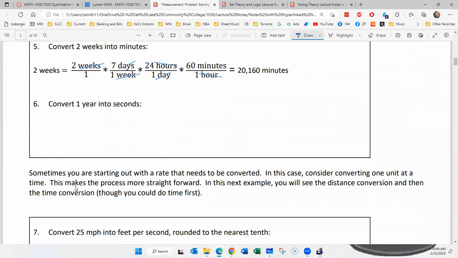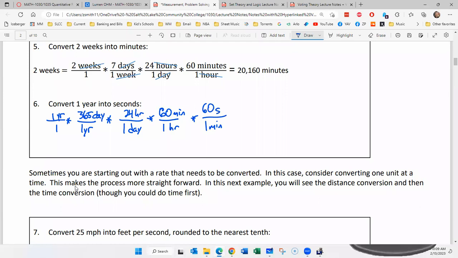So if we wanted to convert 1 year into seconds, we start with 1 year. We can put it over 1. And then we have to get to seconds. I know that in 1 year, there are 12 months. Let's go to days. That's probably safer. 365 days. And then in 1 day, there are 24 hours. And in 1 hour, there's 60 minutes. And in 1 minute, there are 60 seconds.